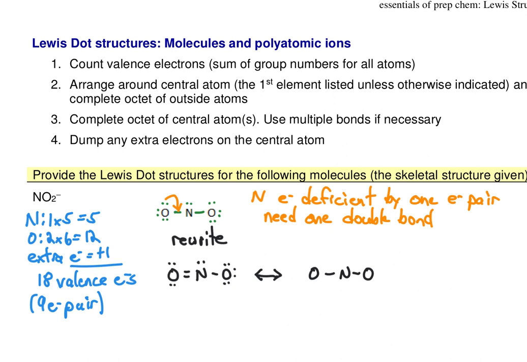If we chose the right-hand oxygen to make the double bond, it will result in this resonance structure. So we have 2 equivalent resonance structures, each of which has a complete octet for each of the atoms.